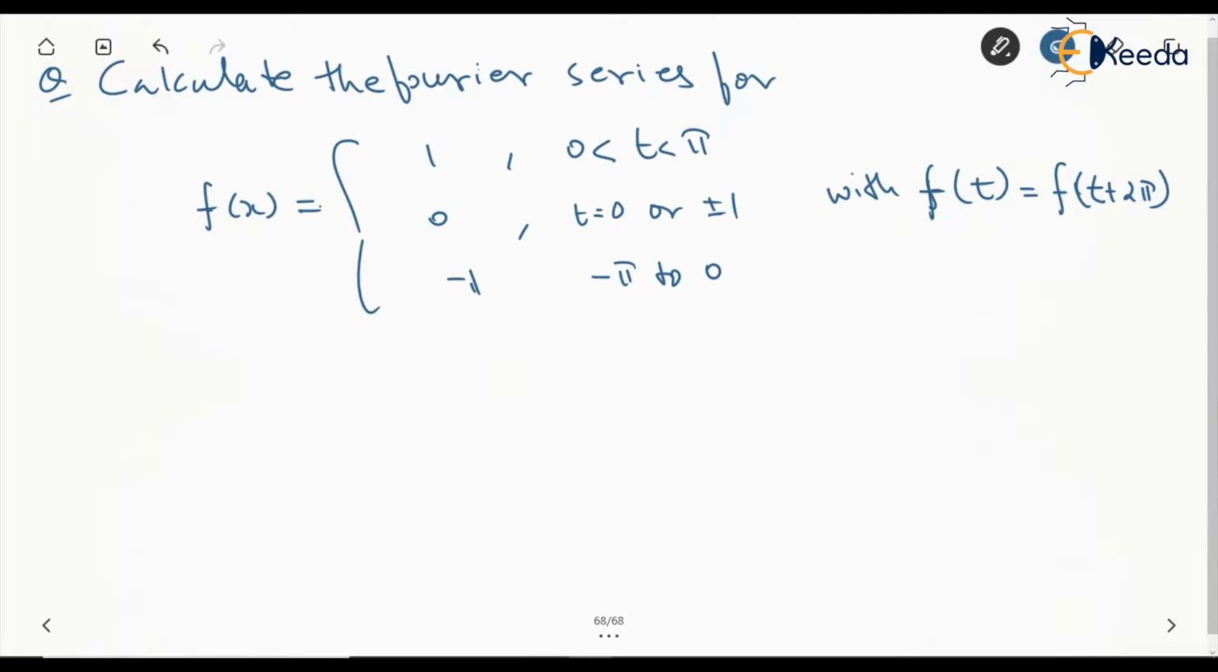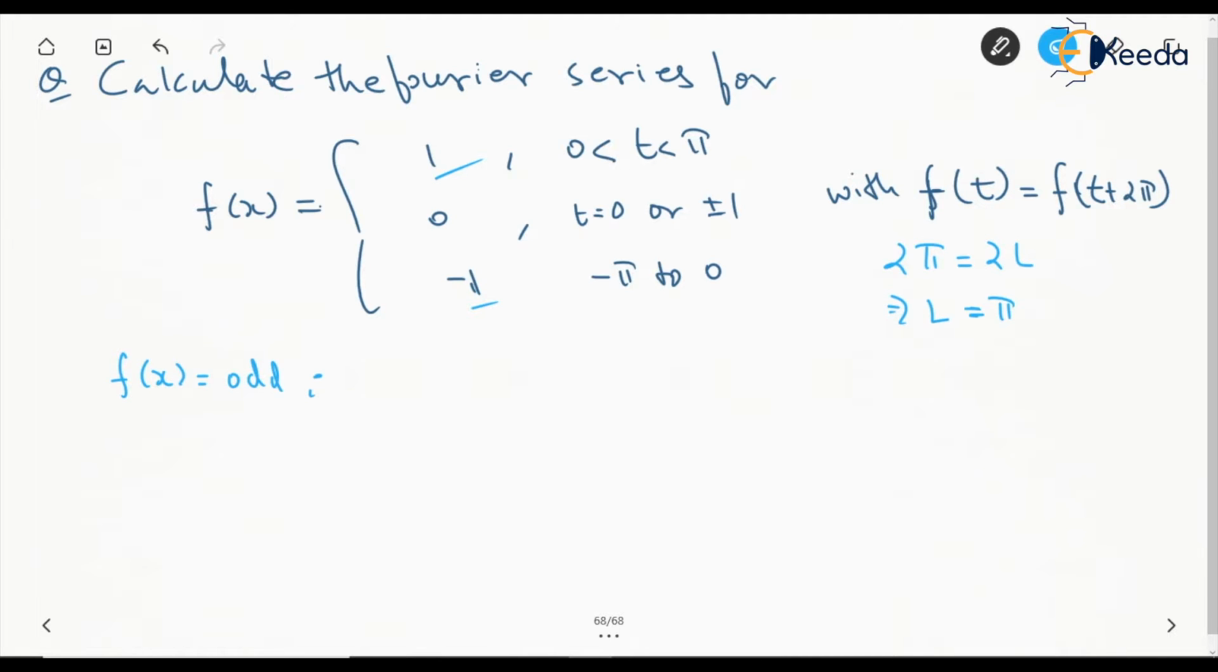Now in this case we can see that this function is periodic with the time period of 2 pi. So this 2 pi will be 2l and then l becomes pi. Also we can see that somewhere this function is odd. Why? Because from minus pi to 0 this is minus 1, and from 0 to pi it is 1. So it is going to be an odd function. This f of x is odd.